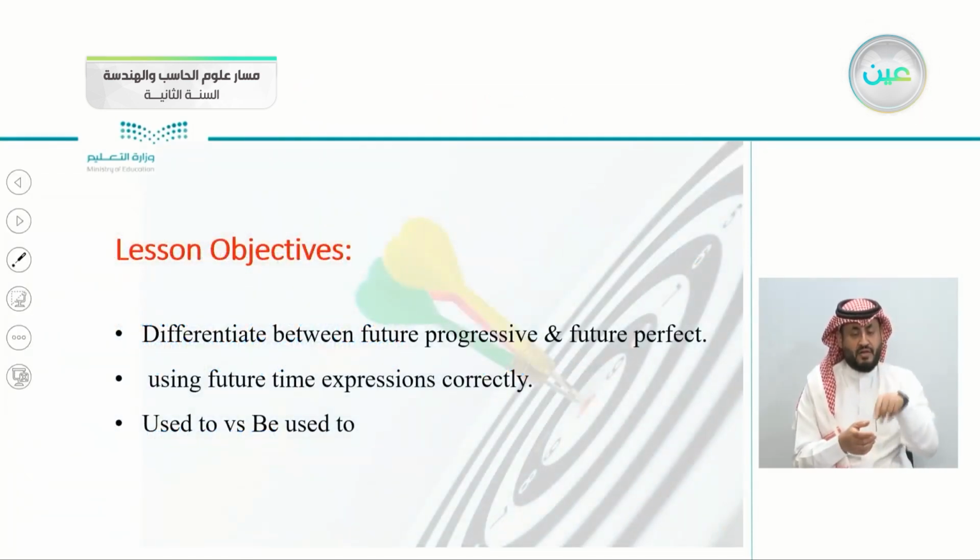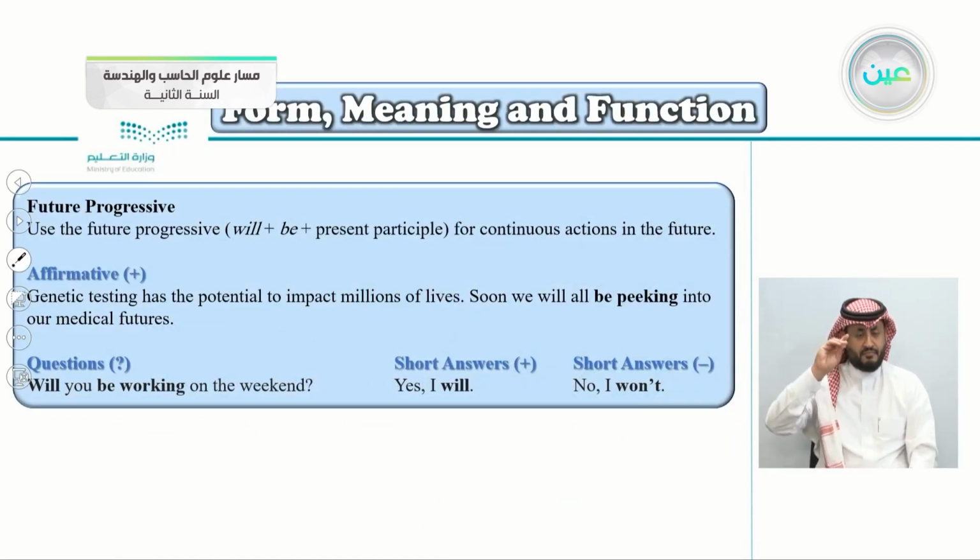Today's lesson objectives: to differentiate, to tell what is different between future progressive and future perfect, to use future time expressions correctly, and used to versus be used to. So this is the future progressive. We use the future progressive. This is the form here. The form, what will you write? You'll write will, be, present participle.